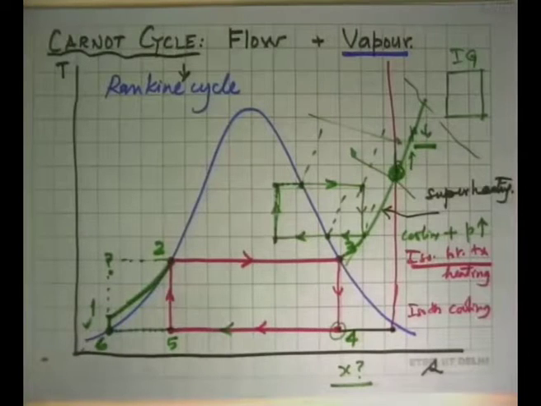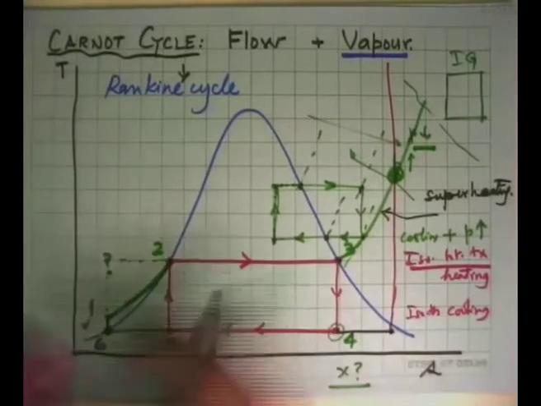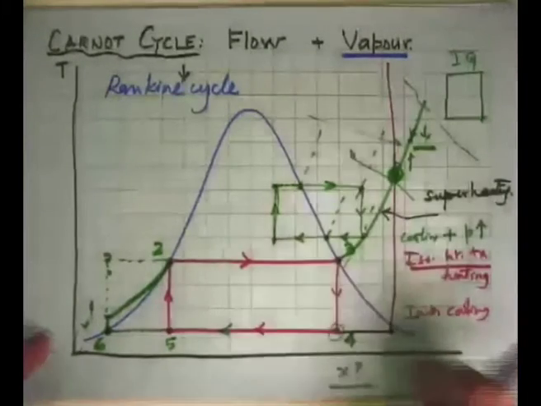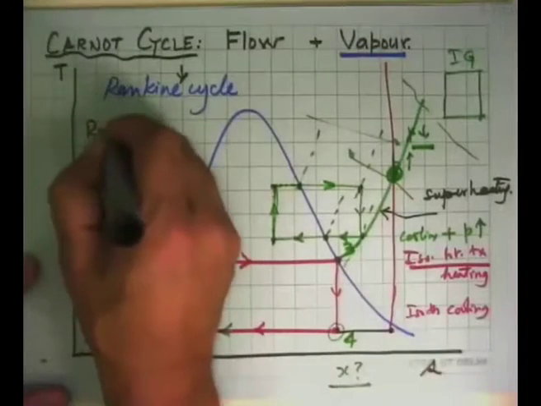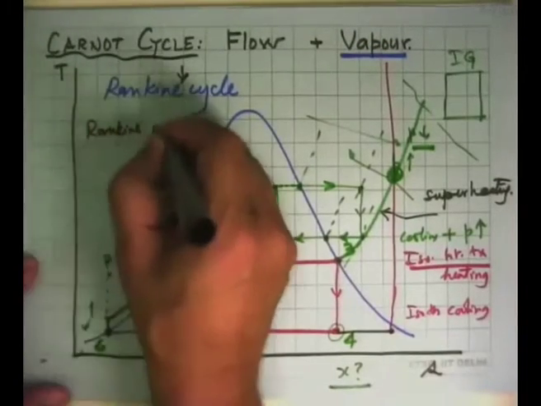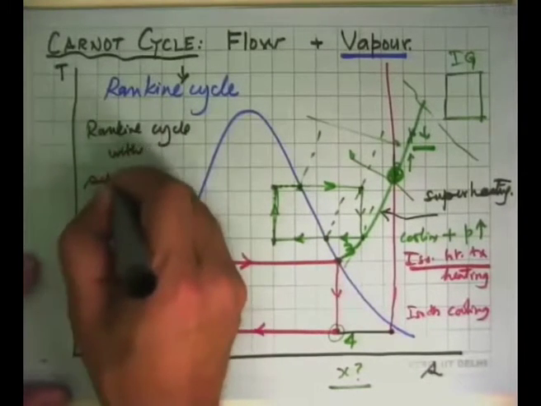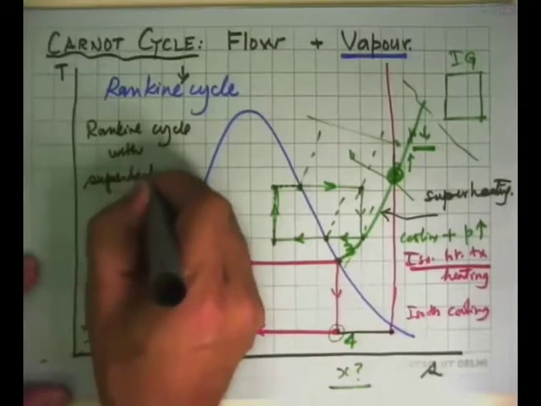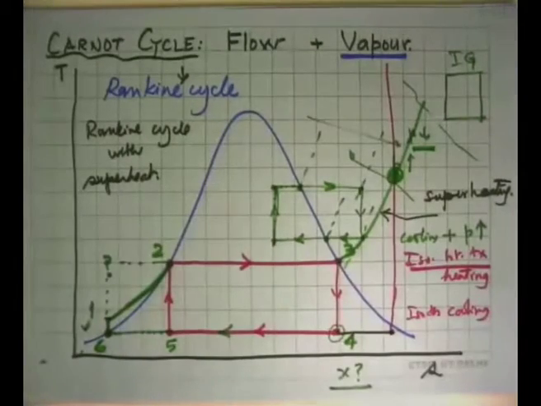So almost all cycles, whether it is nuclear or ocean thermal or solar thermal, all of them will be some variant of this basic Rankine cycle. So this is Rankine cycle with superheat. Okay, so this becomes a practicable cycle and all engineering happens with this.